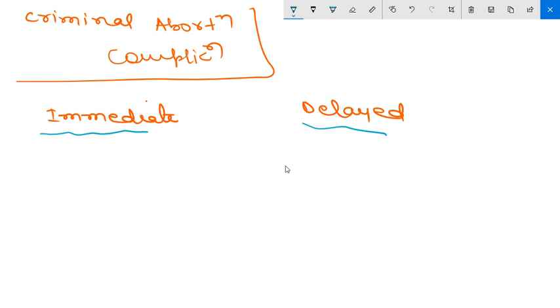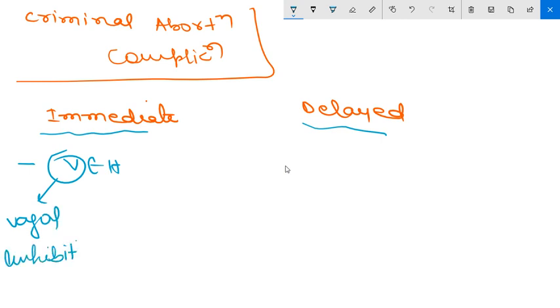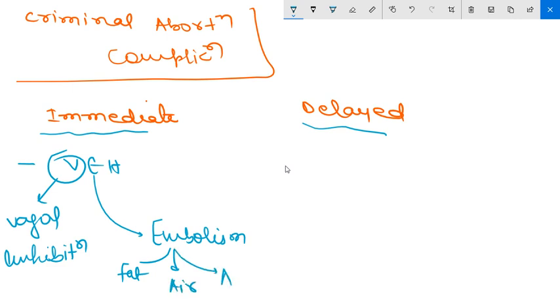Now what are the immediate complications? You can remember the trick VEH. The first is vagal inhibition. The second, E, is for embolism, and this embolism may be fat embolism, air embolism, or amniotic fluid embolism. And the last, H, is for hemorrhagic shock.